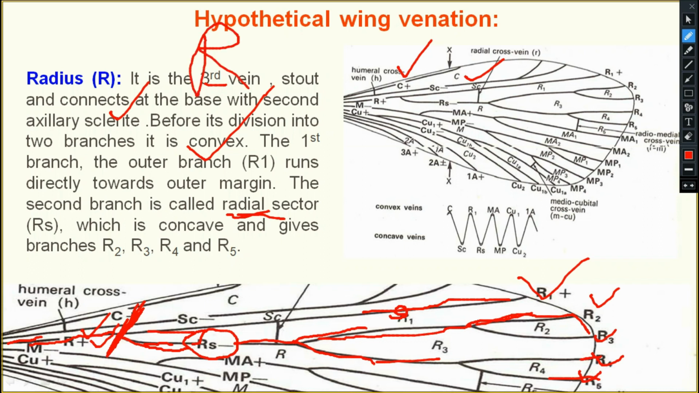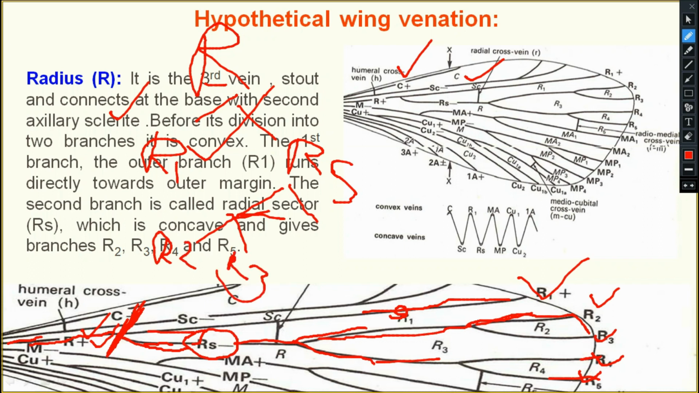So how to write? R is divided into R1 and RS. RS is again divided into two branches. These two branches are again divided into R2 and R3, and R4 and R5. Clear?